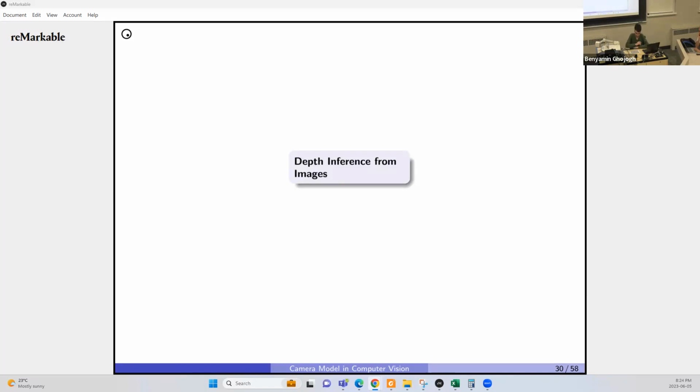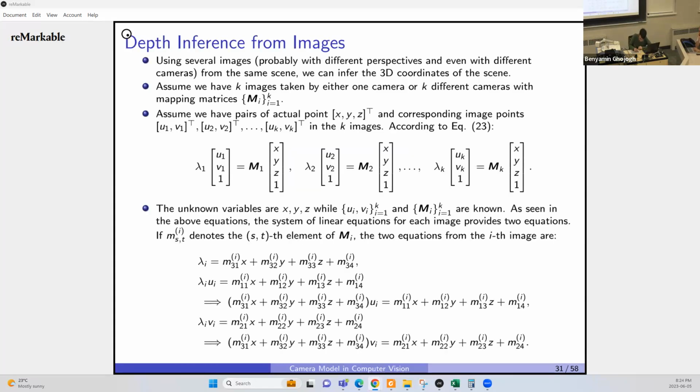What do we mean? Using several images, probably with different perspectives, viewpoints, and even with different cameras. It's interesting: several images with different angles, maybe from different cameras. It can be one camera moved to that side, or different cameras, that's fine, from the same scene, but it should be facing the same scene. We can infer the 3D coordinates of the scene.